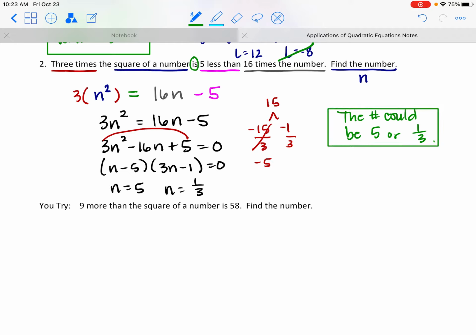Now if it had some... Look at that, first try. If it had said find an integer that satisfies the situation, then maybe we keep the 5 instead of the 1/3. But it's just asking for a number, and again, both of those are numbers.